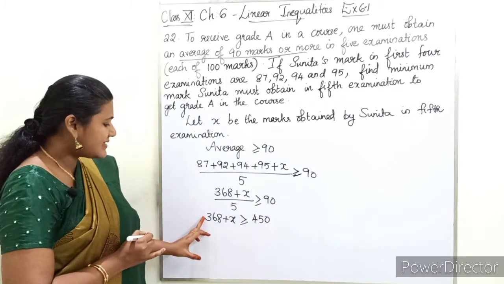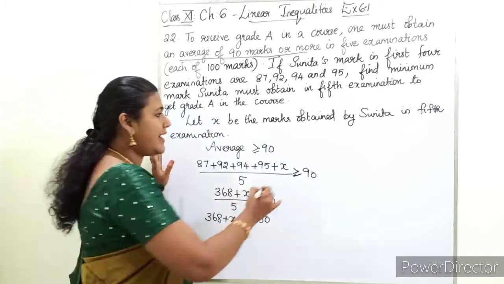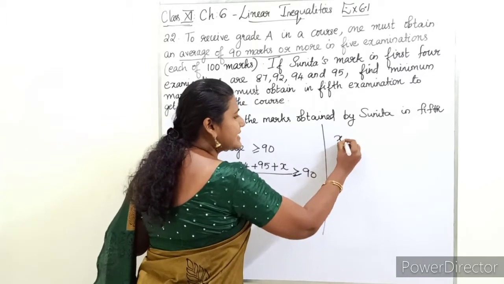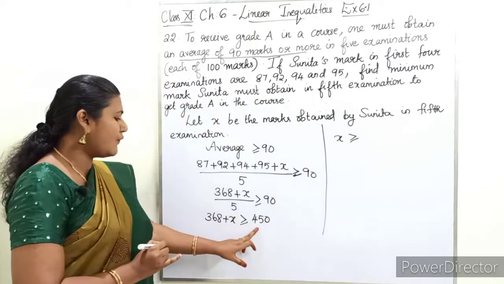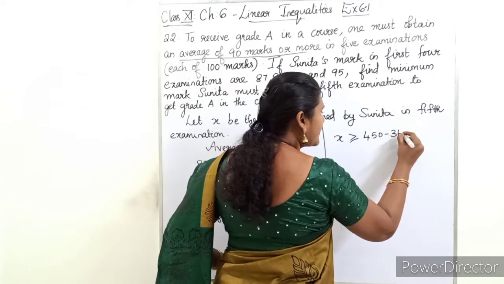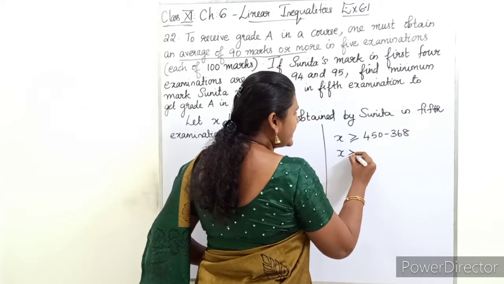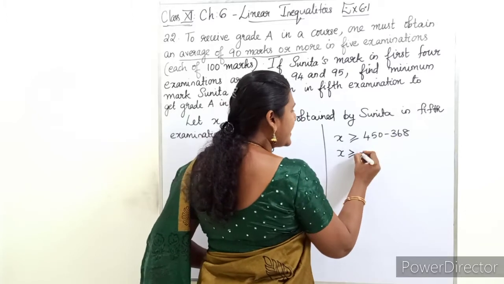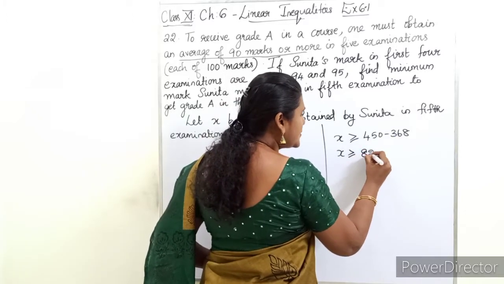So now we will take this 368 to the right side. So we will get X is greater than or equal to 450 minus 368. So X is greater than or equal to, when you subtract this, you will get 82.